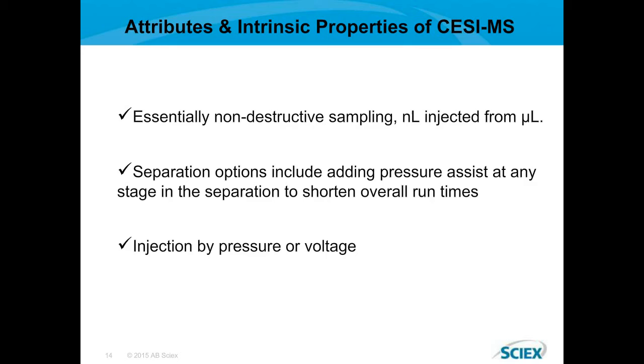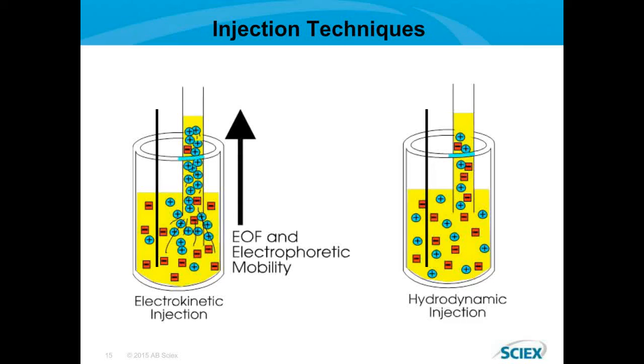The separation options include pressure assistance at any stage in the separation to shorten the overall run times. And by that I mean, once the separation is done, you can simply use pressure at the inlet, and I've mentioned that before, to push everything off. Injection can also be done using pressure or using voltage.